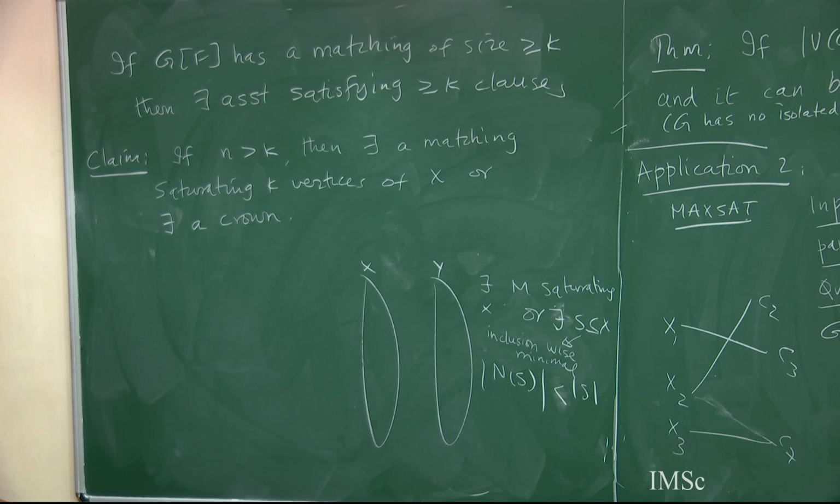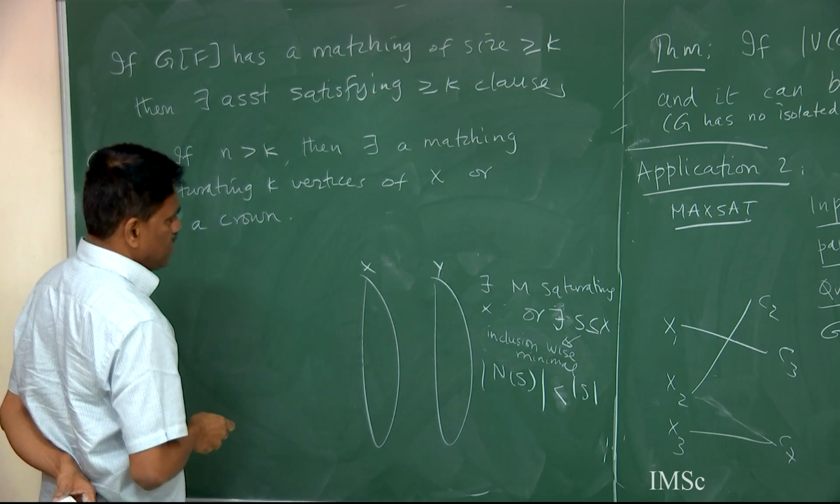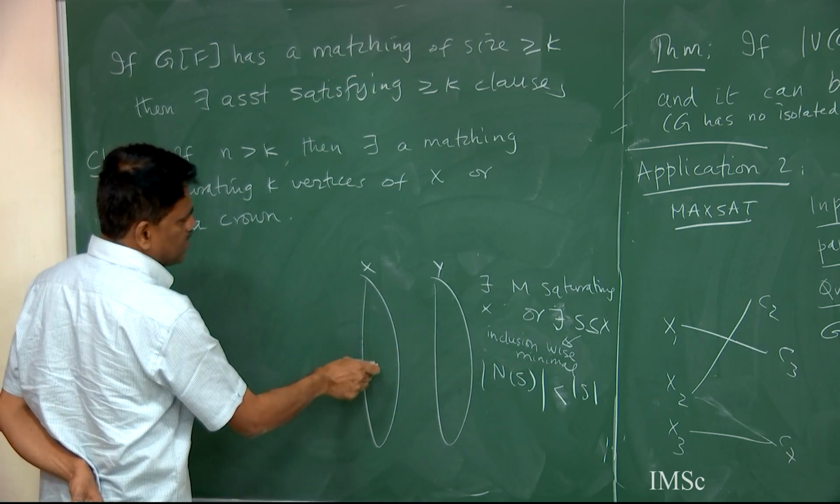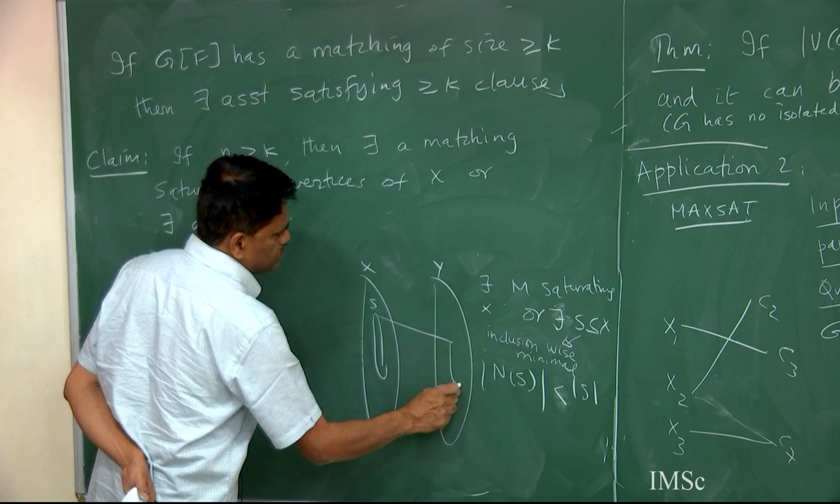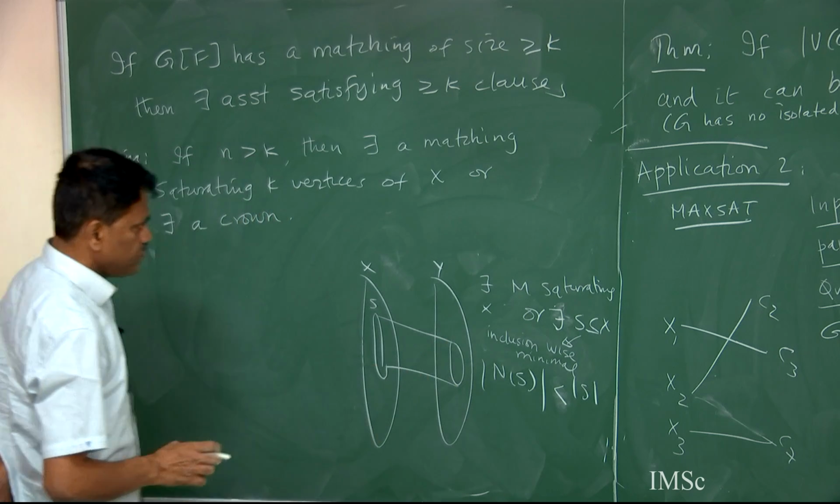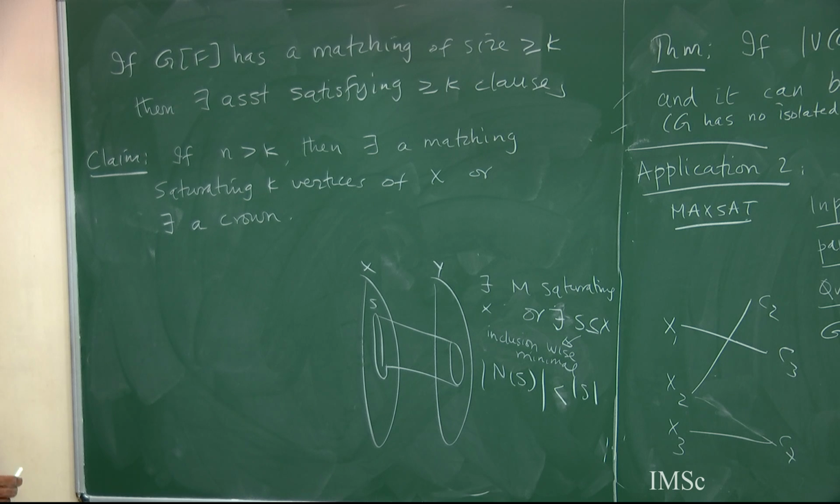By Hall's theorem, since you do not have a matching that saturates k vertices, or if n is greater than k, then there exists a set S, an inclusion-wise minimal set, whose neighborhood is small. X has more than k vertices, and it did not give me a matching.